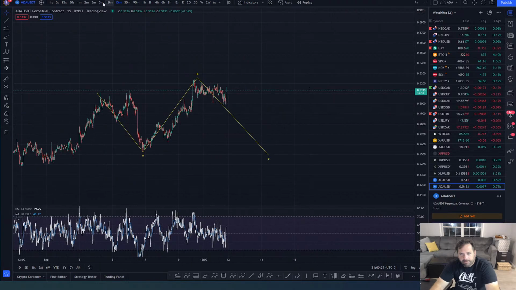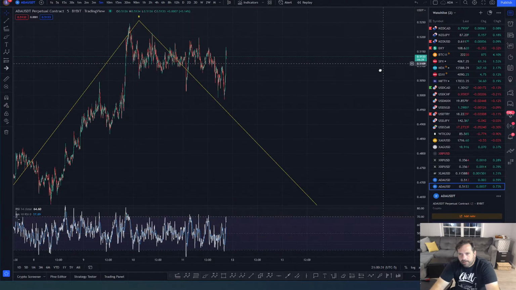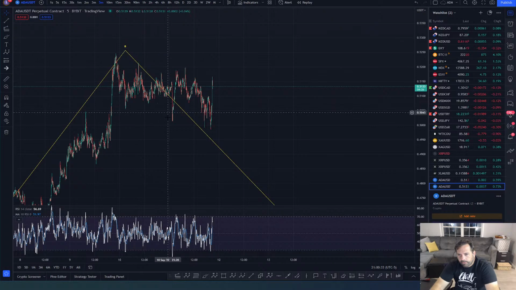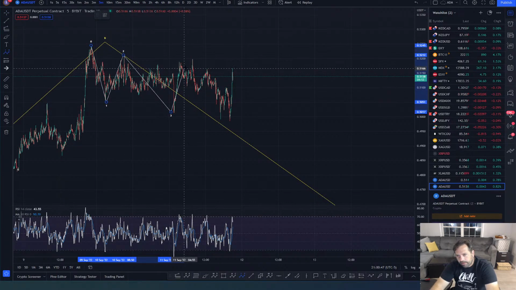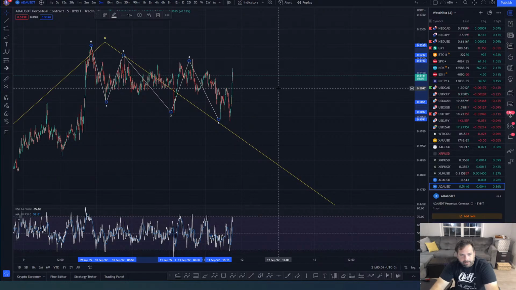So we got, is that a leading diag? Is that a possibility? 1, 2, 3, 4, 5. Yeah, actually, that's interesting. There's a chance ADA finished, and there's a leading diag for you. 1, 2, 3, 4, 5, and now we're getting a 3-way pullback.